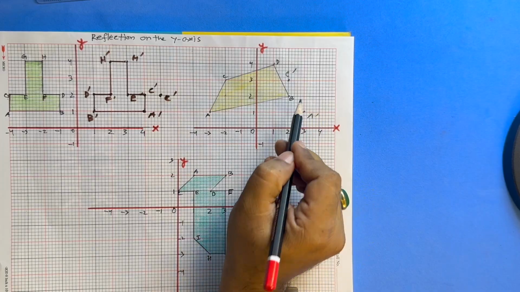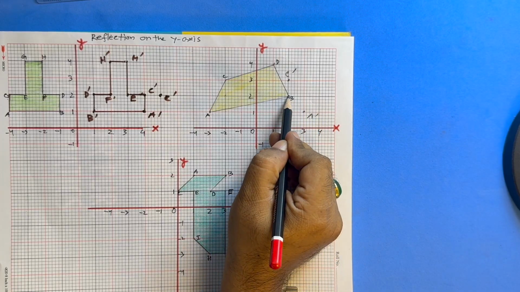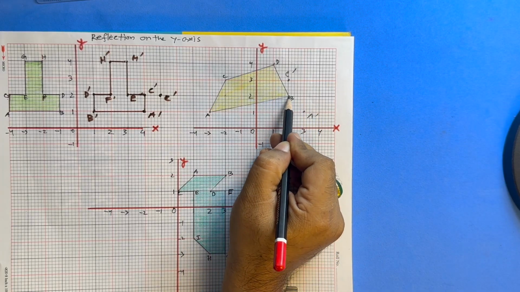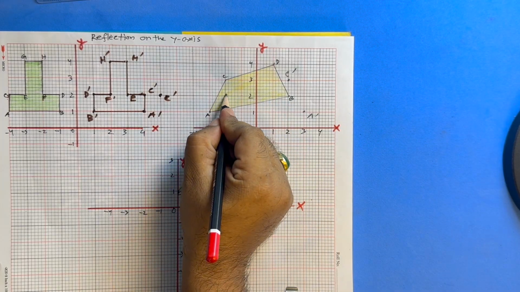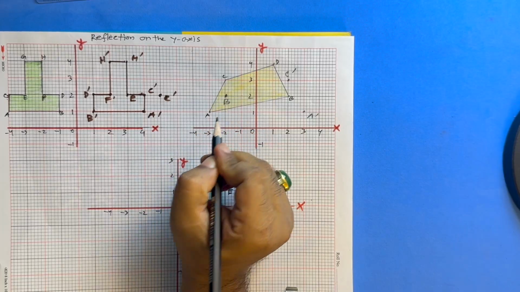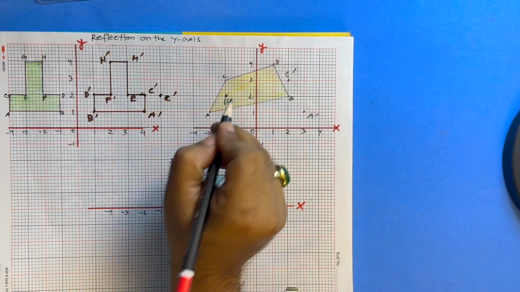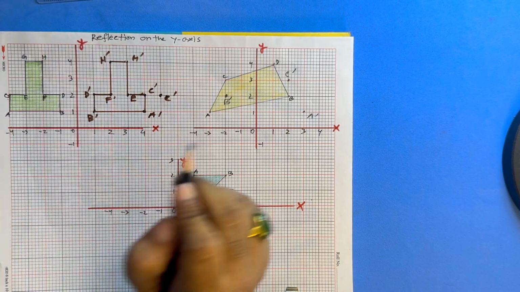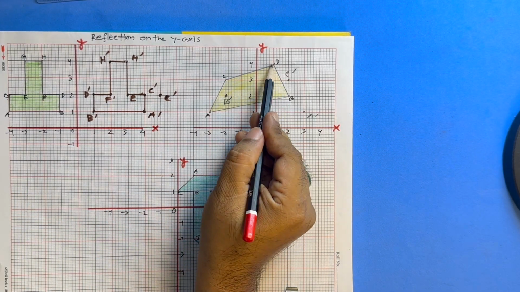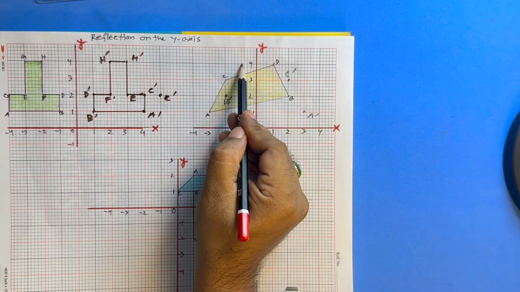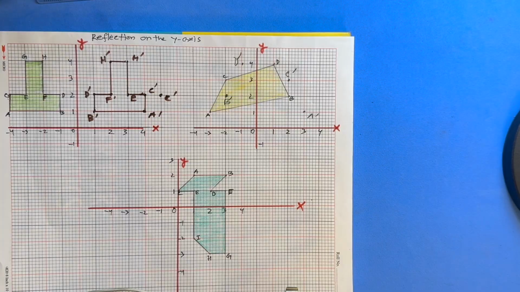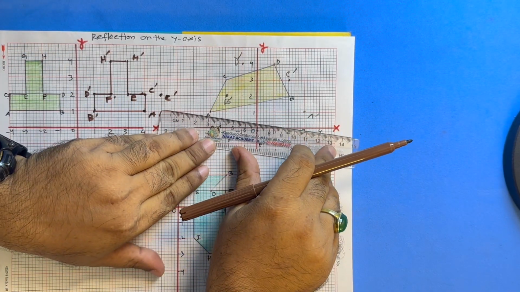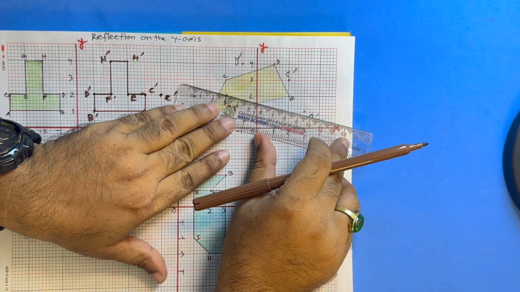And then the problem is B. B is 2 units right, so it would be 2 units left. Here is B prime, and D is on it, so D is on the mirror line. So add them, the image, a very interesting image.